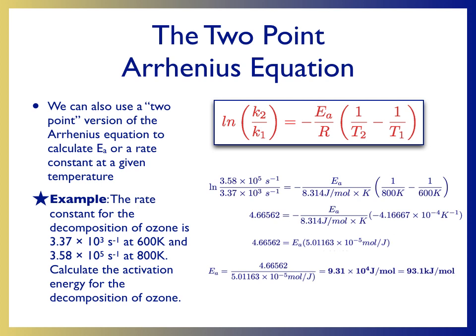This gives us an activation energy of 9.31 times 10 to the fourth joules per mole. Typically, activation energies are given in kilojoules per mole, so we can convert that to kilojoules per mole by dividing our E sub A by 1,000. This gives us a final activation energy of 93.1 kilojoules per mole.